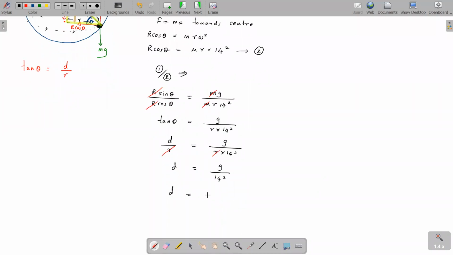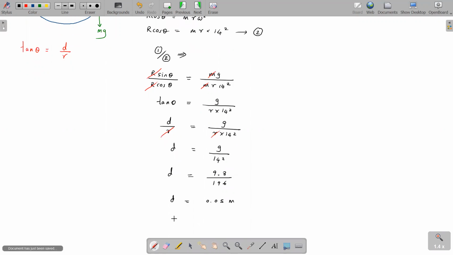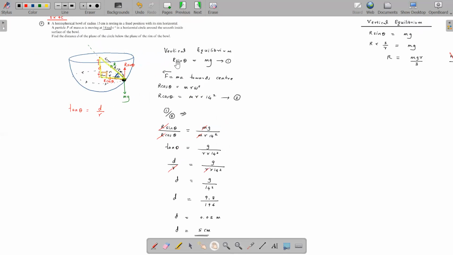You get an exact answer, right? g is 9.8, 14 square is 196. So d equals 0.05 meters. This comes exactly, so leave it as it is. Make sure the answer is in meters. Which means you could even say the answer as 5 centimeters. So basically the particle is moving in a circular plane 5 centimeters below the rim of the hemisphere. I hope this is clear with everyone.